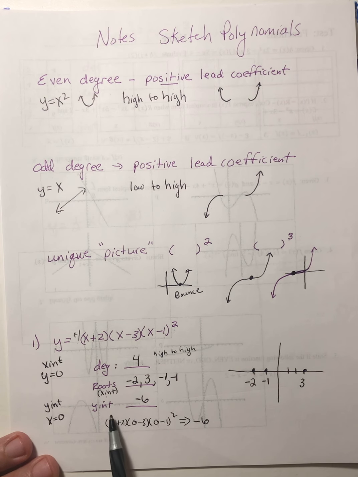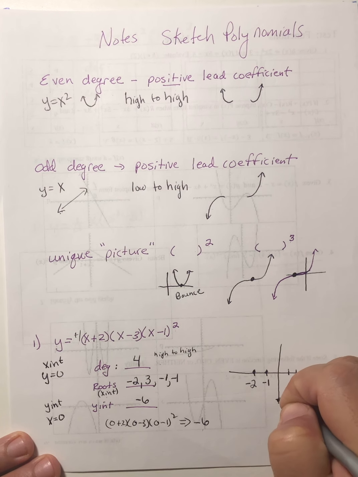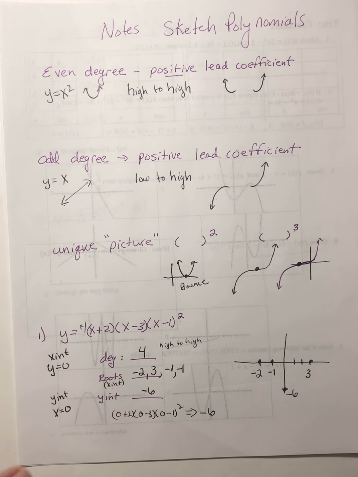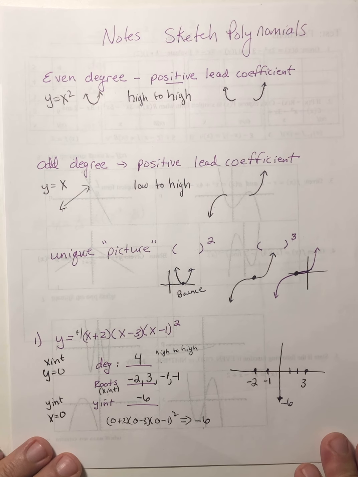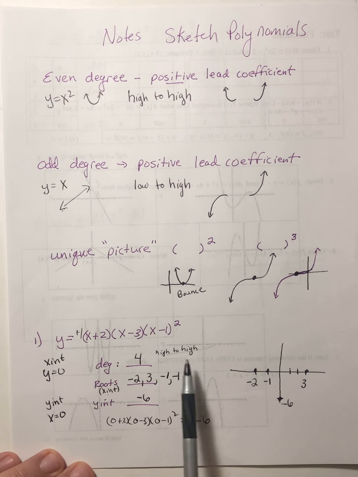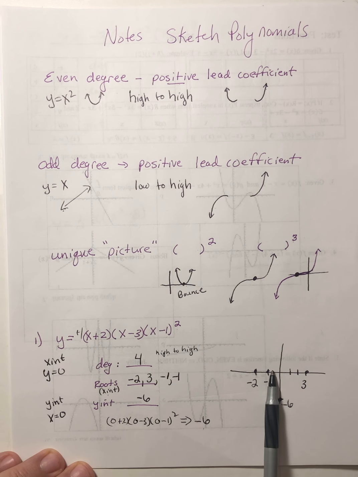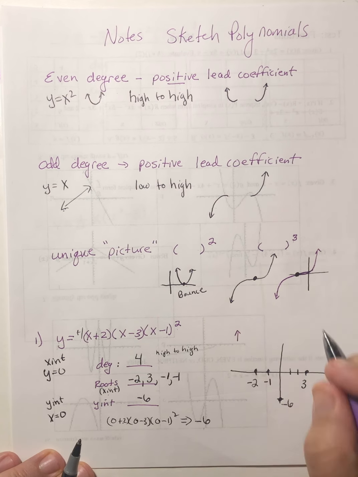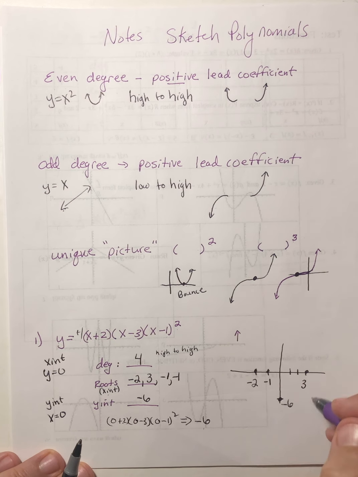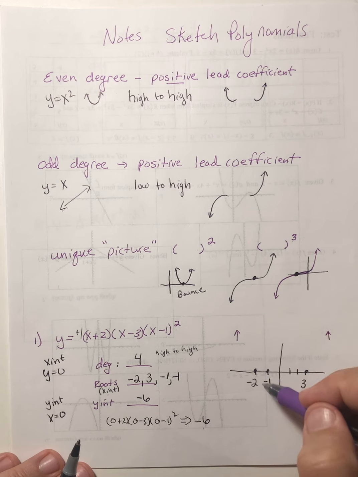Okay. And now we got to plot y-intercept -6. That looks close enough to me, -6. All right, now we're ready to do the sketch. We already said degree 4, high to high. High to high means we start high and we finish high. Obviously, we're going to start left of -2 at a high spot, and we do our squiggly in the middle, and we finish right of 3 in a high location. That's it. Everything else is just connecting dots.